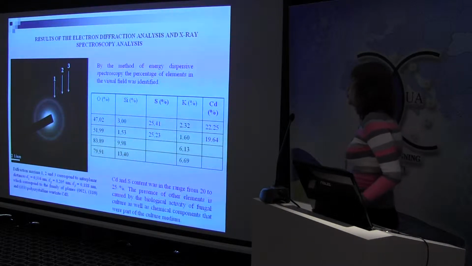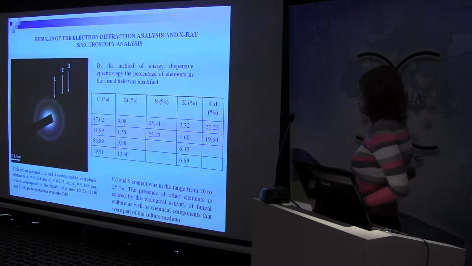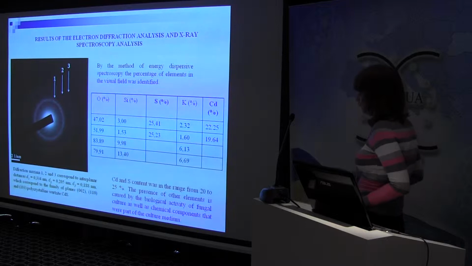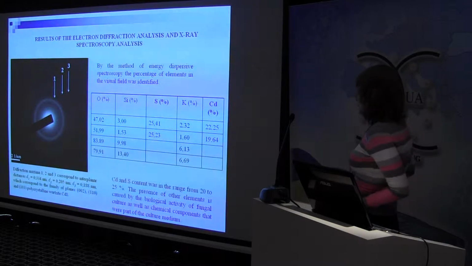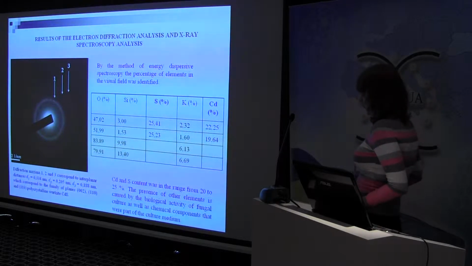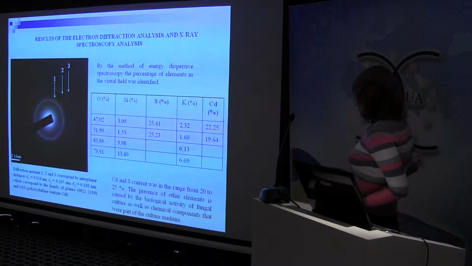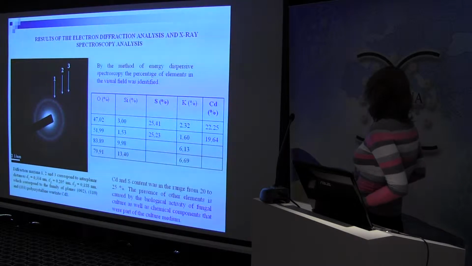Then, by the method of electron diffraction, we established that the obtained cadmium sulfide quantum dots have a crystalline structure, and they correspond to cadmium sulfide quantum dots in the wurtzite modification.